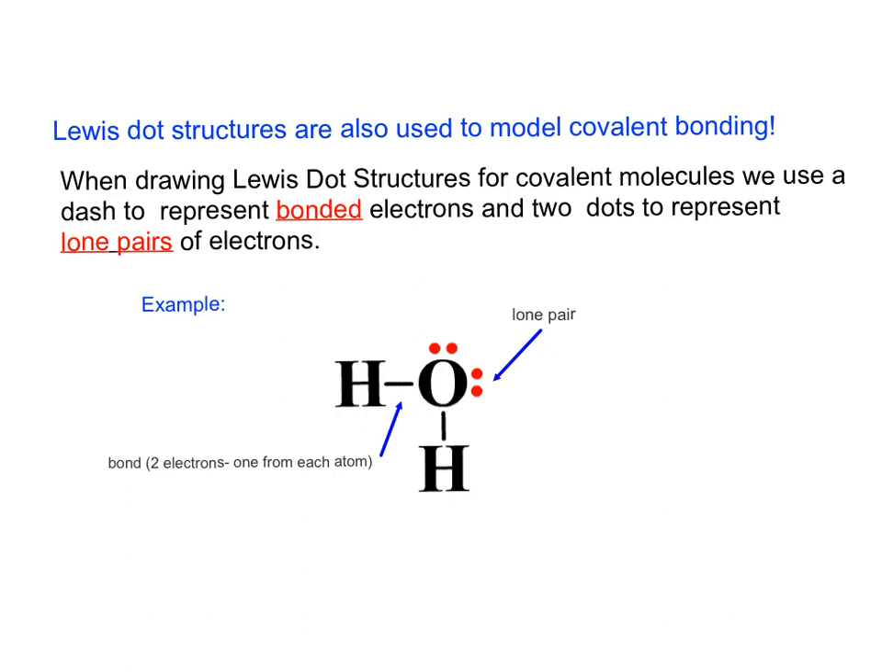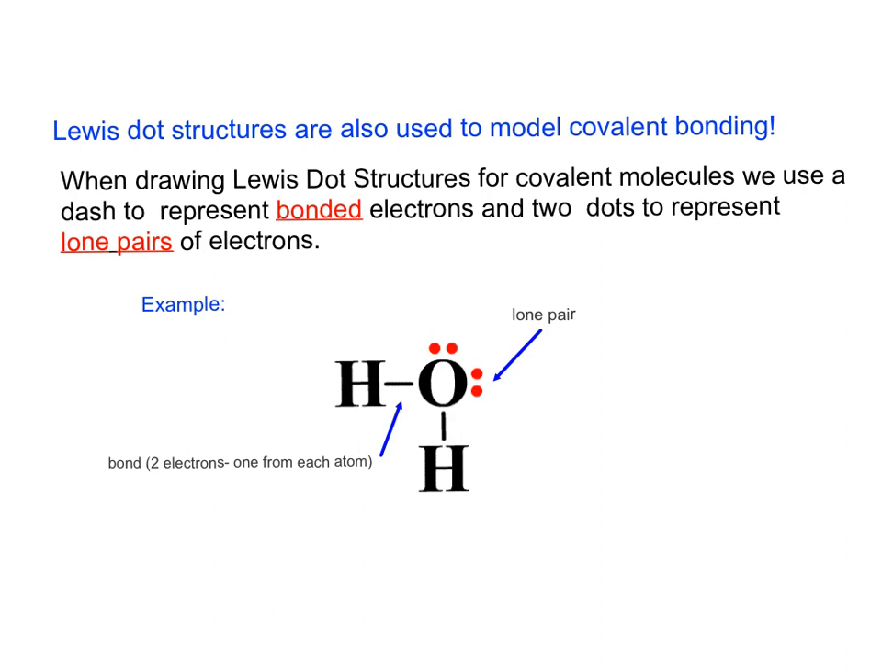So Lewis structures are going to look a little bit different with covalent compounds as opposed to ionic compounds. Remember, for ionic compounds, there was a transfer of electrons. We used a lot of arrows to show the metals giving away their electrons and nonmetals gaining them, and then we put them in brackets with charges. This is going to be a little bit different.